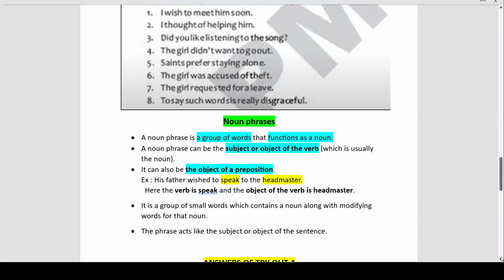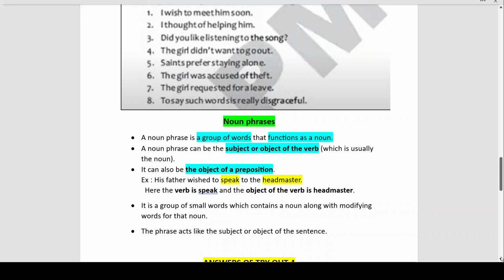Now, usually, what is the subject or object of the verb? It is your noun. But what is being said? A noun phrase can be the subject or object of the verb. It can also be the object of a preposition. For example, his father wished to speak to the headmaster. Now, which is the verb here, students? It is speak. And who is the object here? Headmaster. Who is the subject?